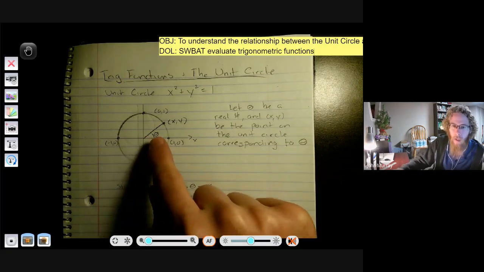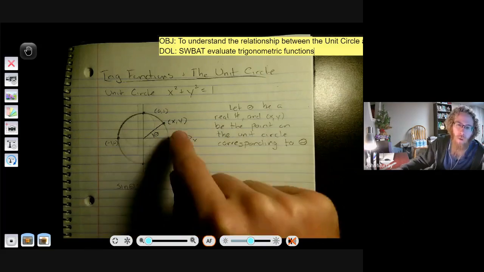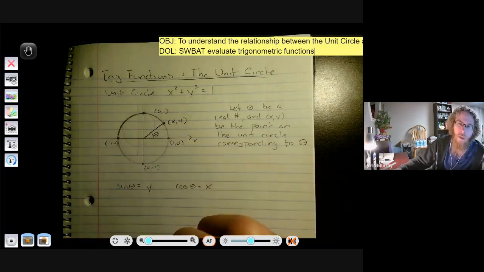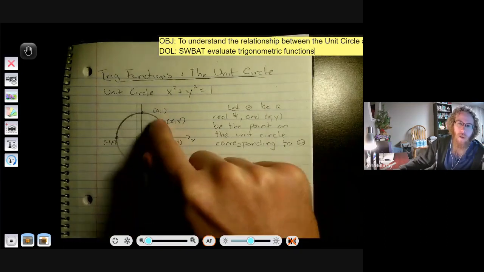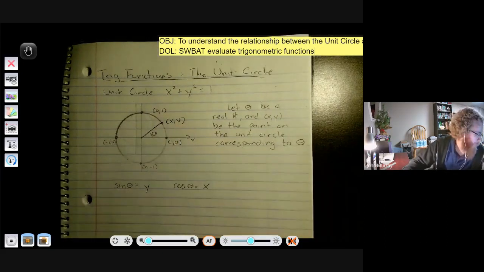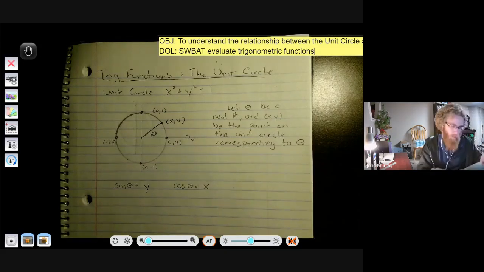So no matter where this angle is, if you're given an angle between 0 and 360 degrees, you can map it out on the unit circle and you can find its coordinate point. So those are our two most basic trig functions.